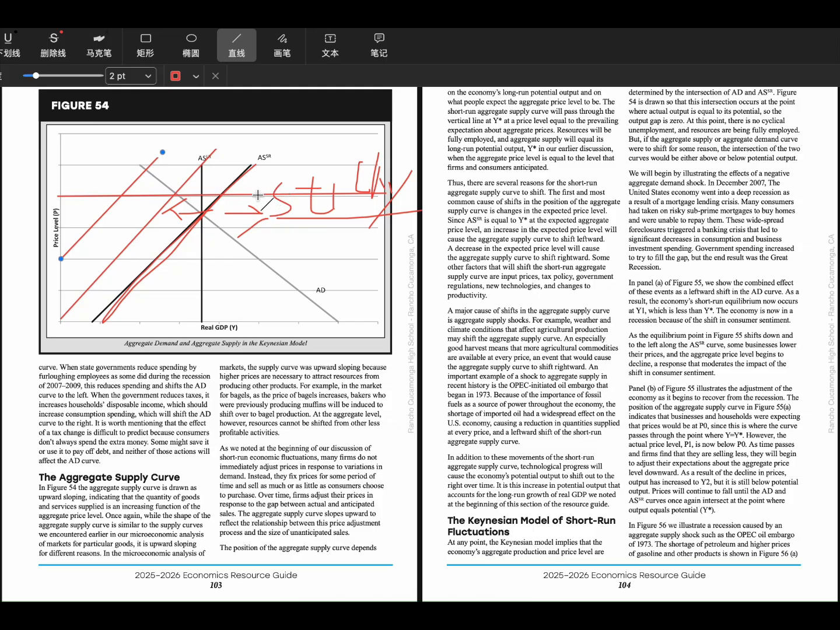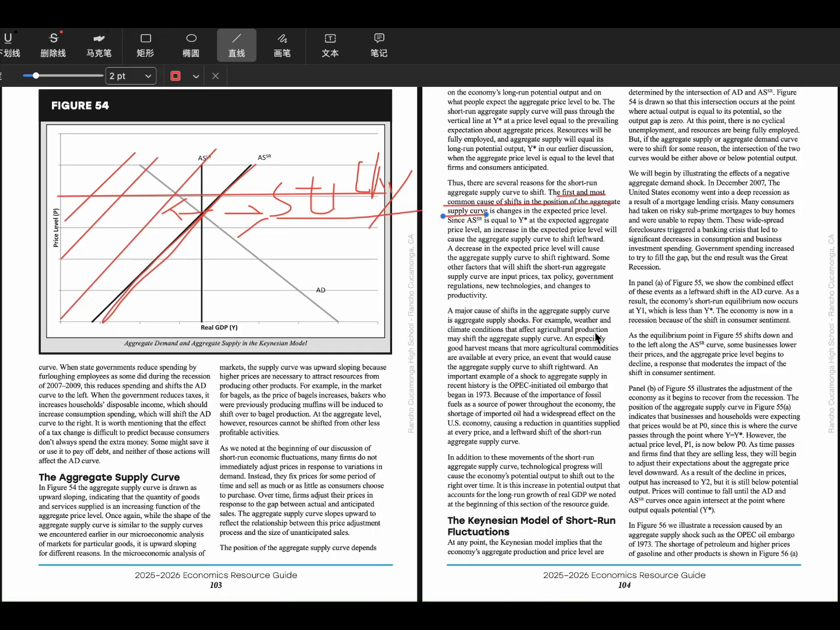Then the last one is supply shock, and the most well-known supply shock is the oil embargo. If there's an oil embargo, oil prices increase. That's a very reasonable input cost shift to the left. Input cost just increased. So those are the three main reasons: supply shock, input cost increase, and the expected price level increasing. And know that the expected price level is the first and is described as the most common cause of shifts in the position of the aggregate supply curve.